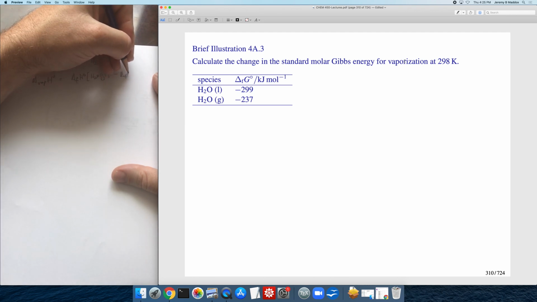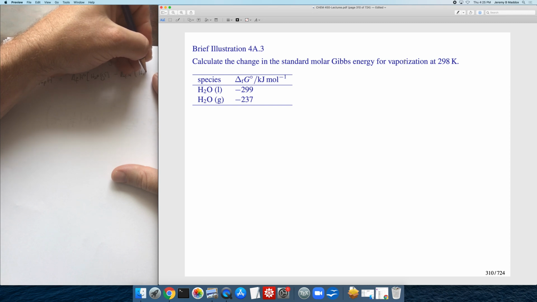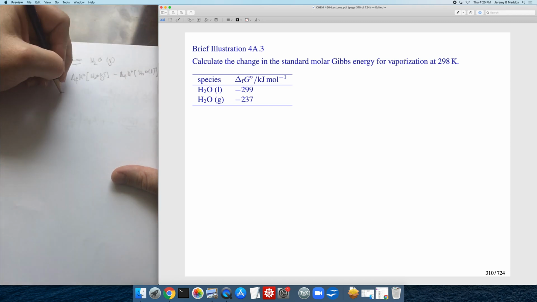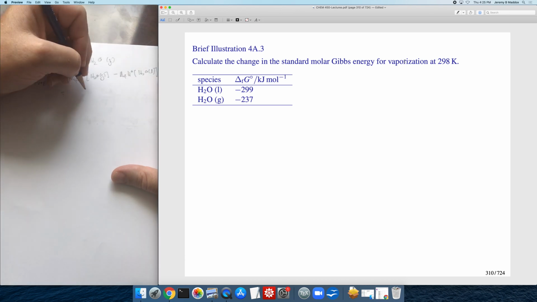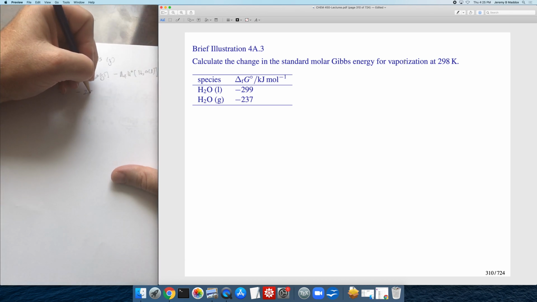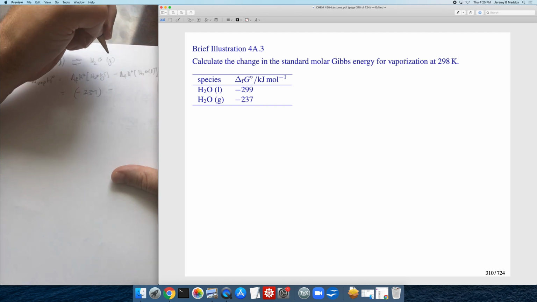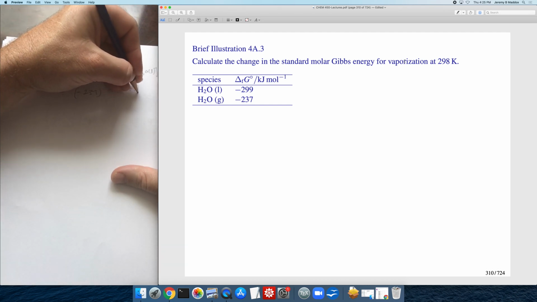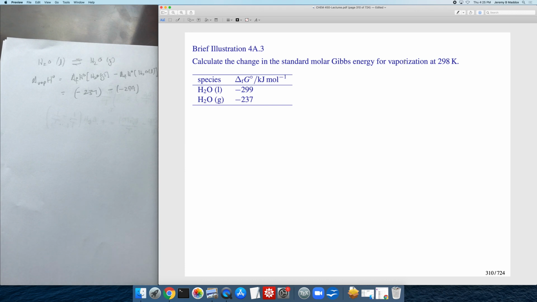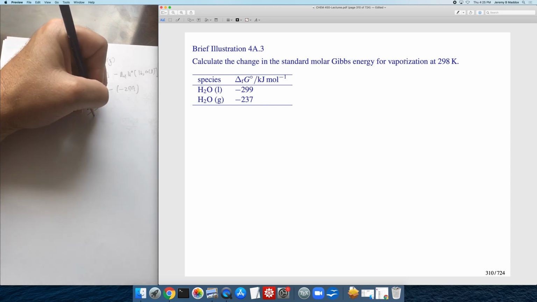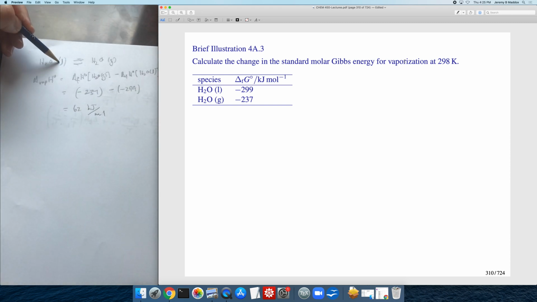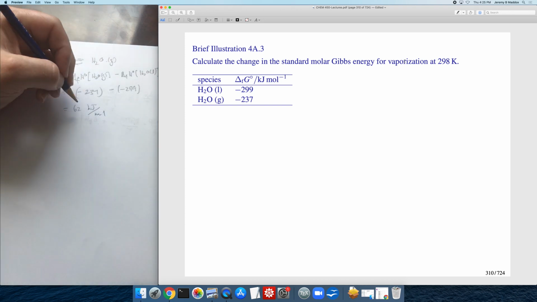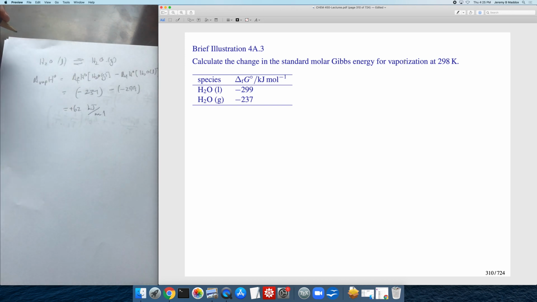minus the enthalpy of formation of the liquid water. And so we would plug in here minus 237 minus negative 299 and we get 62. That would be kilojoules per mole. When you go from a more condensed phase to a less condensed phase, it's typically, almost always, endothermic.